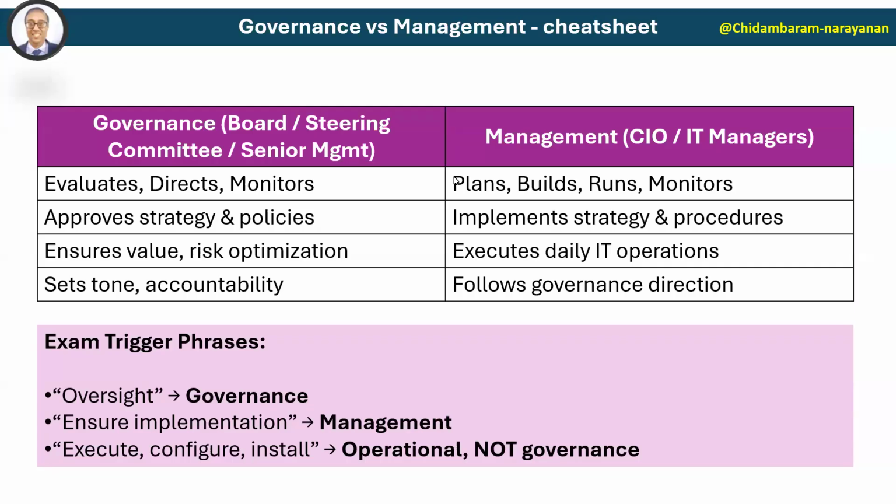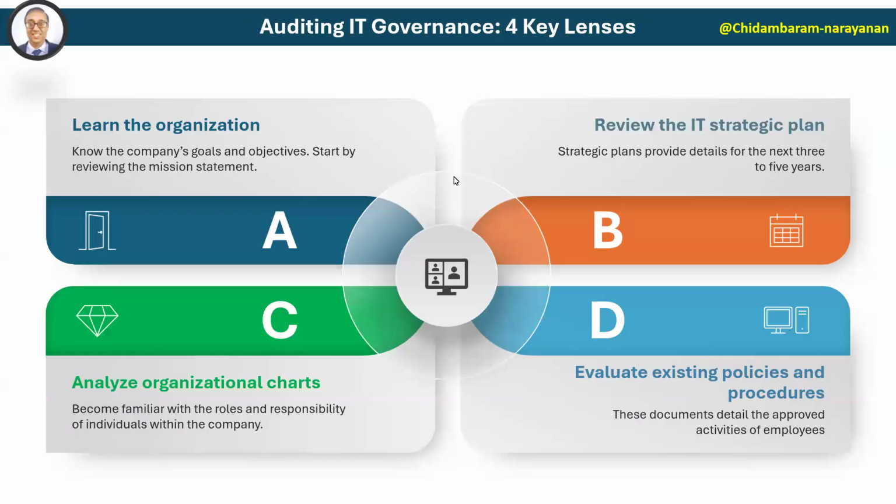All right, we'll move on to the next. Now, what do we do when we speak about auditing IT governance? There are four major aspects when it comes to auditing IT governance. We always start with learning the organization. In any topic, in any subject, in the CISA exam, you will always come across that we understand the business, we understand the objectives, we understand what the company wants to do. So learning the organization will always be the first step.